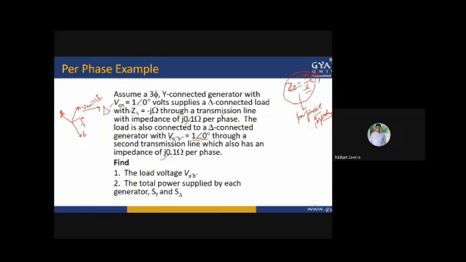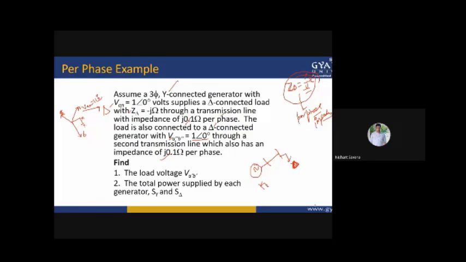Okay, that means we have two generators, one star connected generator and one delta connected generator. The system is somewhat like this. This is your one generator, through a transmission line. The load is connected over here, which is your delta connected load. And this is your star neutral grounded.